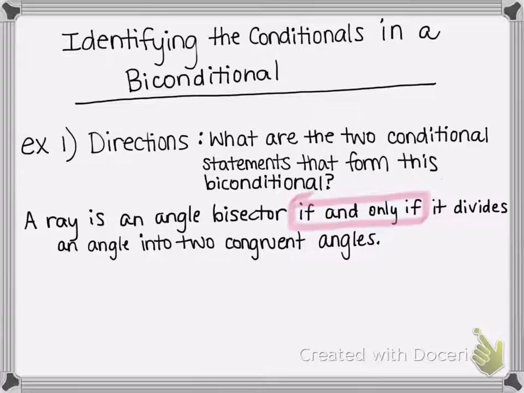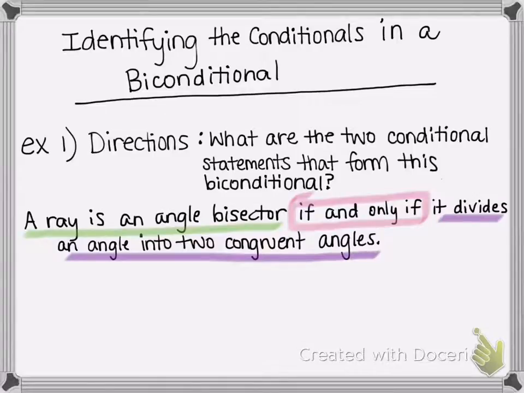Now, to figure out your statements, your two statements are going to be on the left and the right of that biconditional. The first statement is a ray is an angle bisector. The second statement is it divides an angle into two congruent angles. You can think of this however you want to: a ray is an angle bisector is your hypothesis, and it divides an angle into two congruent angles is your conclusion.